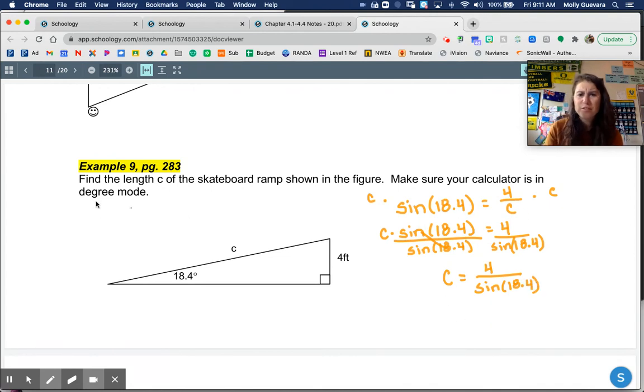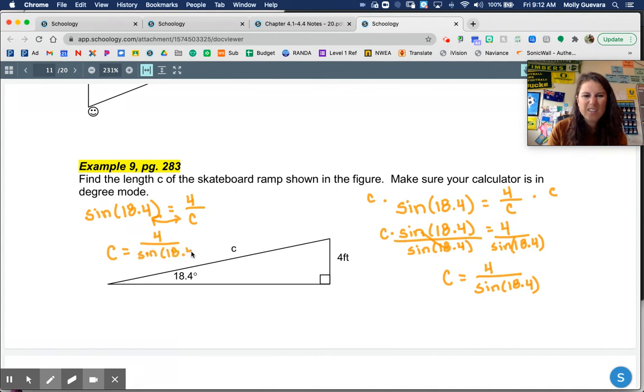The other trick is right here: when you have sine of 18.4 equals 4 over C, if your variable's on the bottom, you can just switch these two. And that just gets you C equals 4 over sine of 18.4. So that's kind of the shortcut: just know when your variable's on the bottom, you can just switch it. Anyway, I enter this into my calculator, and I get that C is approximately 12.672 feet.